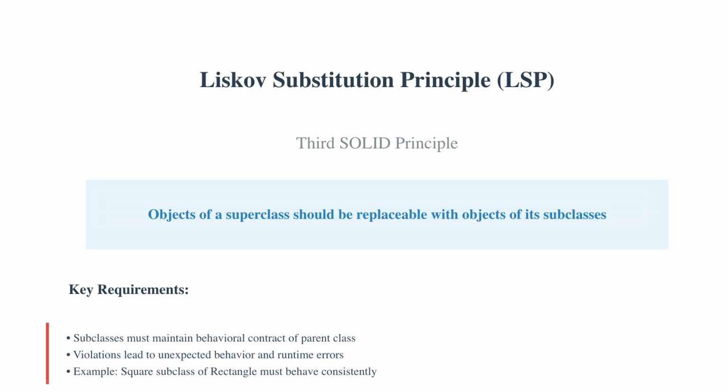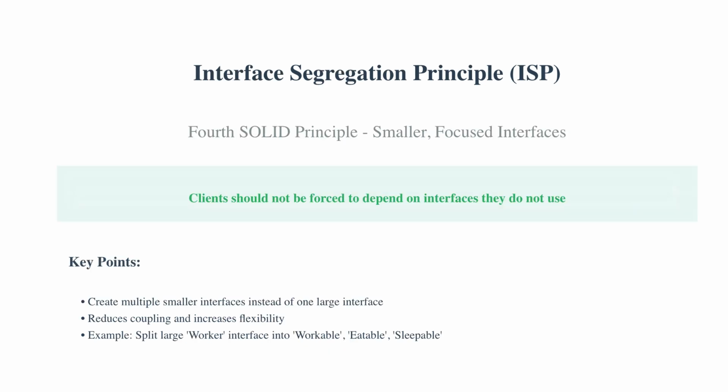If the parent class promises certain behavior, the child class must honor that same promise. A classic example is the rectangle-square relationship. While mathematically a square is a rectangle, in programming, a square subclass might violate LSP if it doesn't behave consistently with rectangle expectations. For instance, if setting width and height independently breaks the square's equal sides constraint.